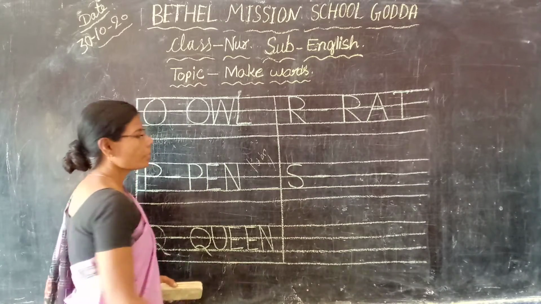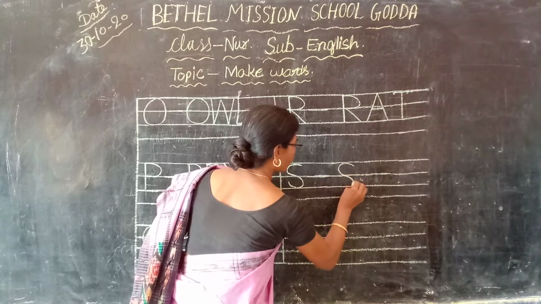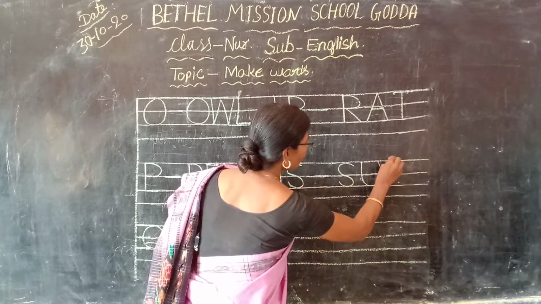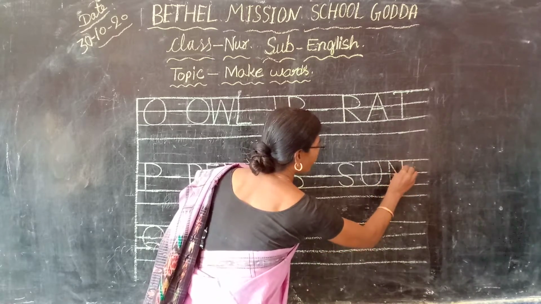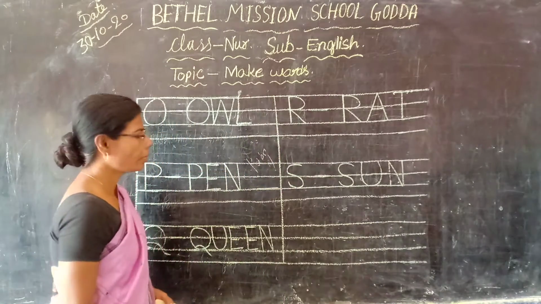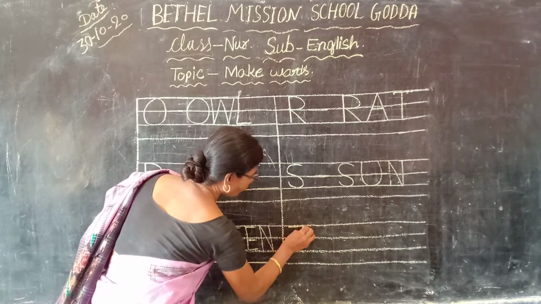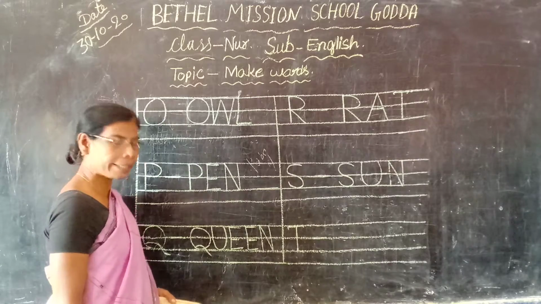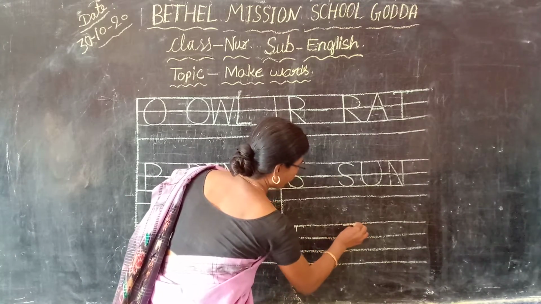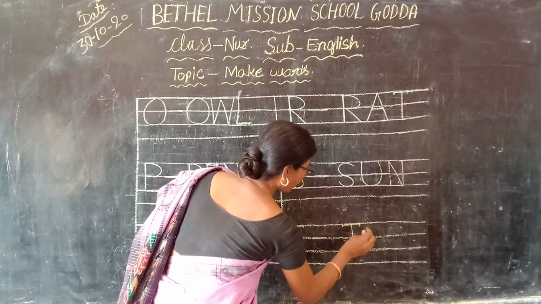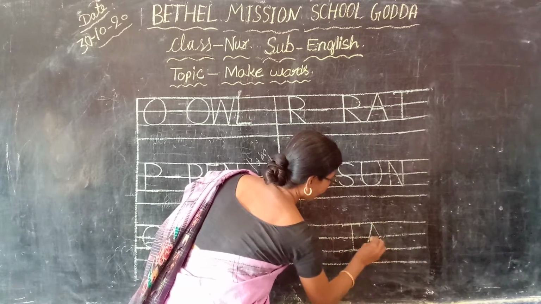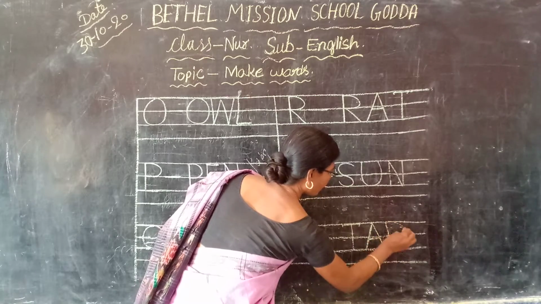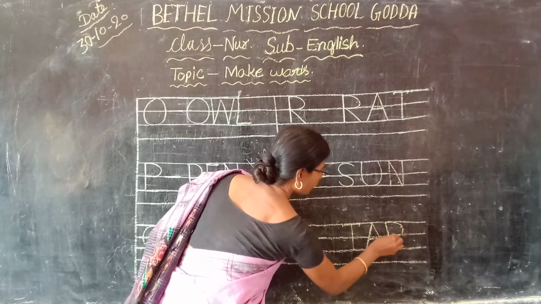S for sun. S. U for tap. Tap means nail. T, A, P, tap.